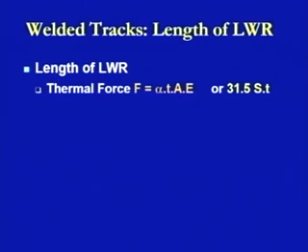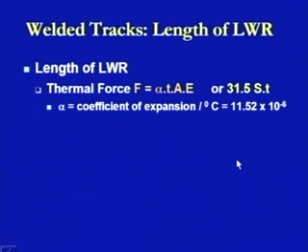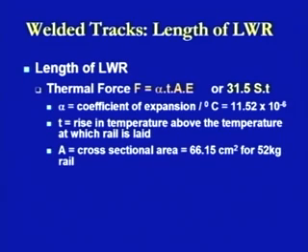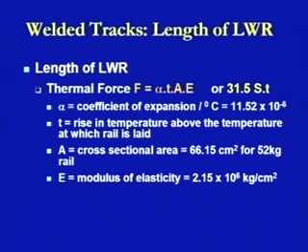So now we are going to look at the length of the LWR sections. This is going to be governed by the thermal forces, as we have seen previously. This thermal force is given by F equals alpha T A E, where alpha is the coefficient of expansion per degree centigrade, T is the rise in temperature above the temperature at which the rail is being laid, A is the cross sectional area of the rail section, and E is the modulus of elasticity. The values of certain constants are also being shown here.